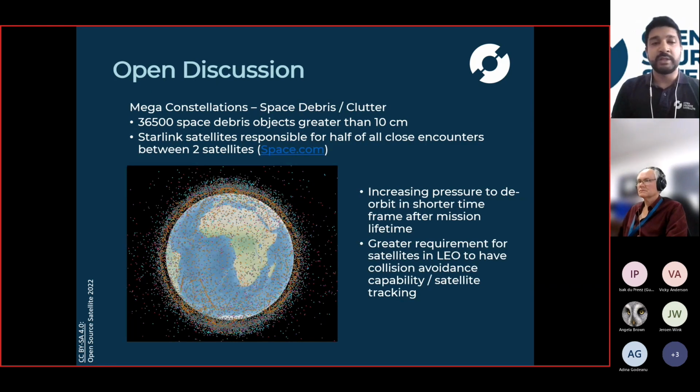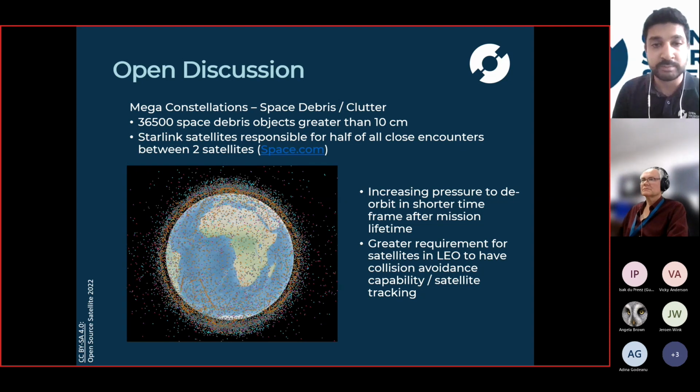So now I'm hoping to bring it to more of an open discussion, and to hear what the rest of you think of mega constellations and what the future looks like for specifically low Earth orbit. As you can see from that very cluttered picture, there's currently 36,000 space debris objects greater than 10 centimeters that we are currently tracking.